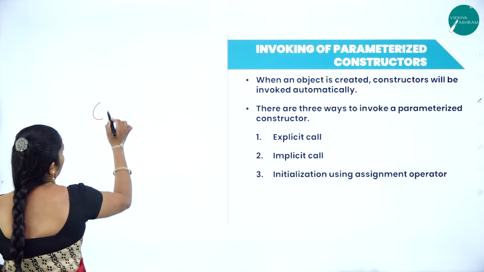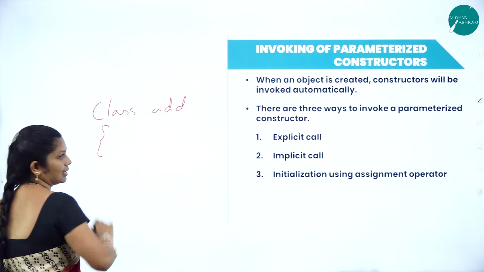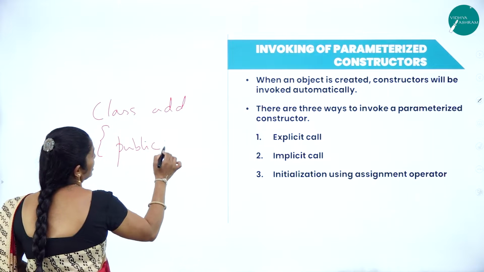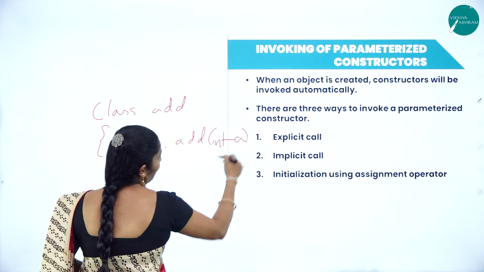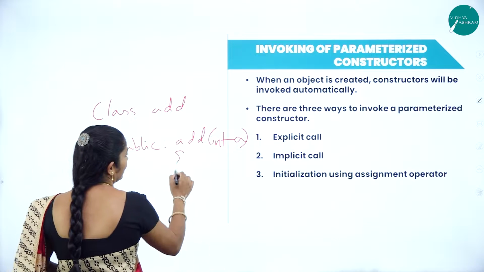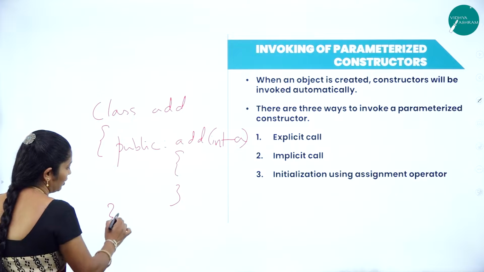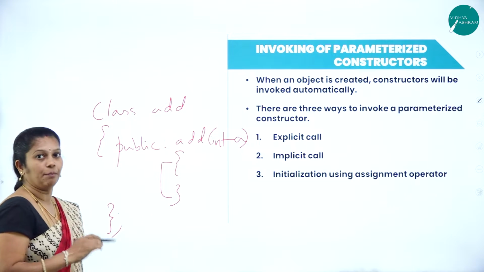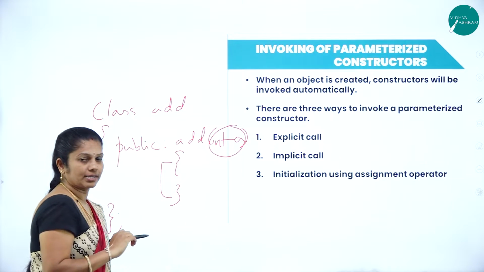For example, class. The class name we have given is add. In this, especially in the public section, we are taking the function add only, inside the brackets, for example, int a. If you have an argument, then it is called a parameterized constructor. Then we are closing the class. Here, if you observe, this is a parameterized constructor. Here it contains the arguments.